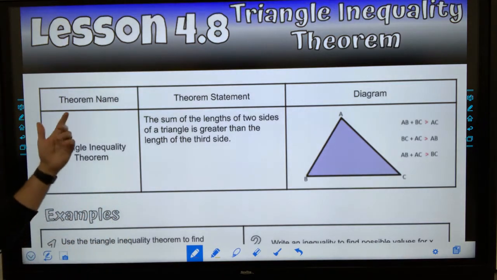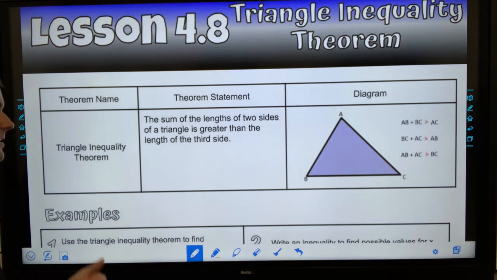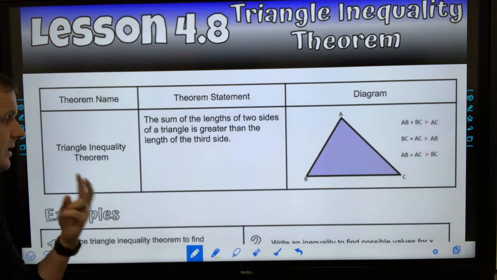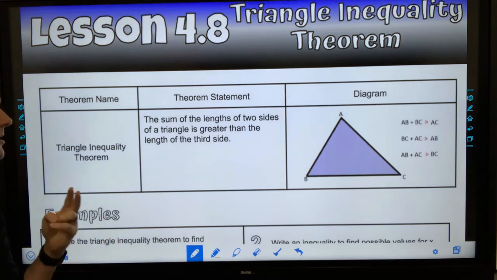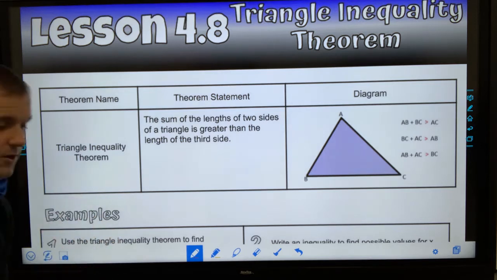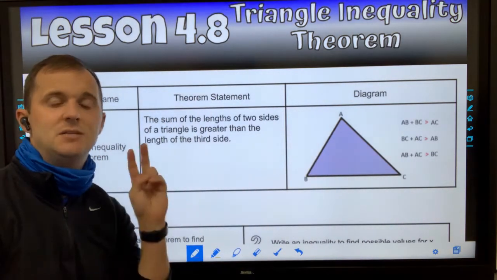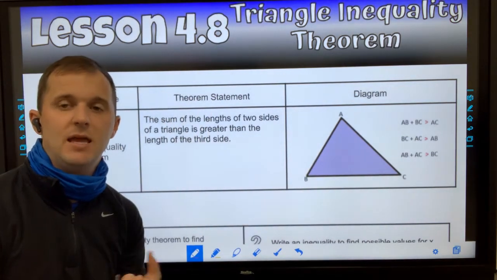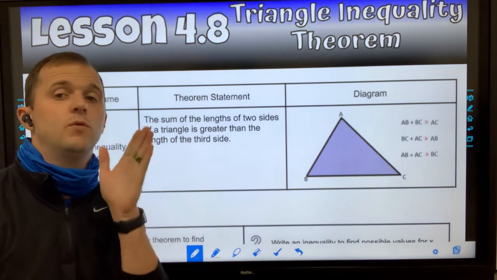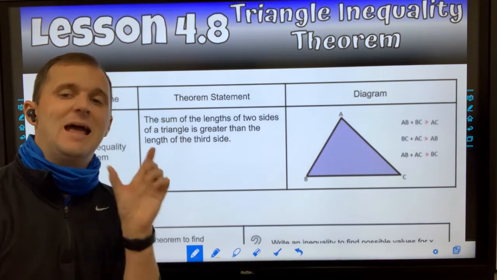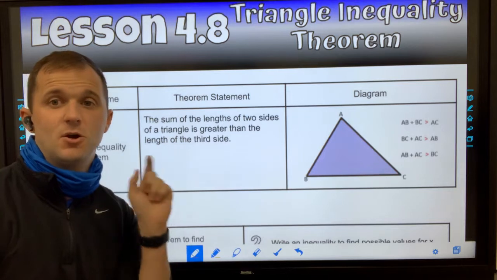The theorem states that the sum of the lengths of any two sides of a triangle is greater than the length of the third side. What that means is, if I take any two sides of a triangle and add them together, in order for it to form a triangle, the sum has to be greater than the third side.